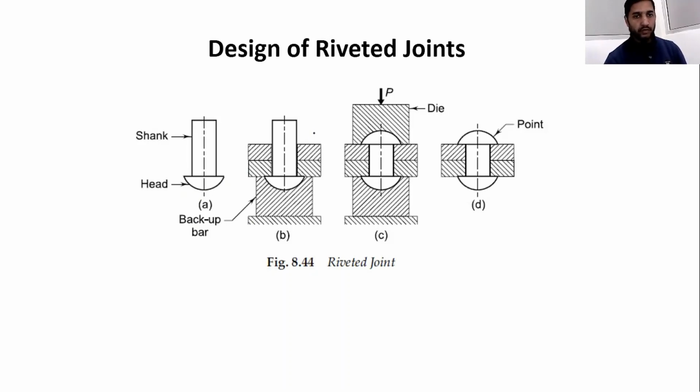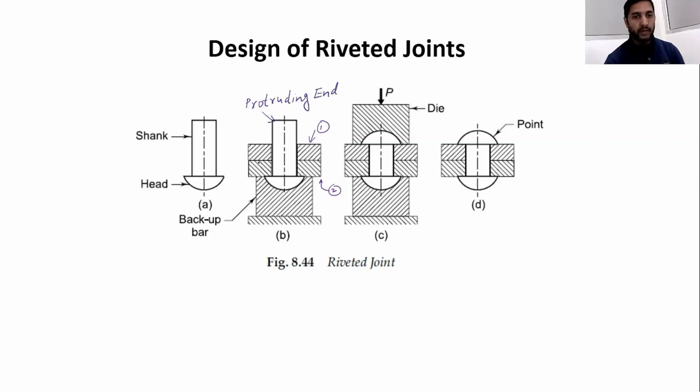Now suppose we are going to join these two plates, plate number 1 and plate number 2. I am explaining how we will join these two plates with the help of a rivet. We place this rivet in the common hole of these two plates, and we provide a backup bar to the head of this rivet. The extruded portion above the plate surface is called the protruding end of the rivet.